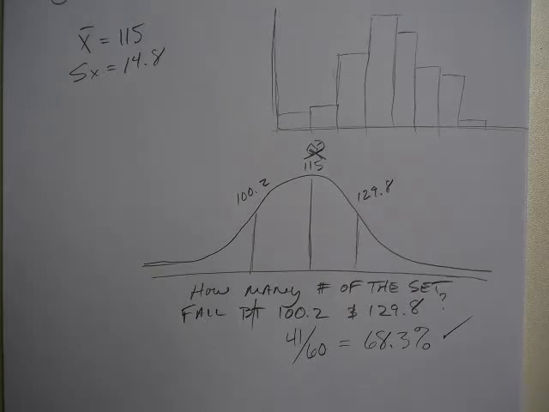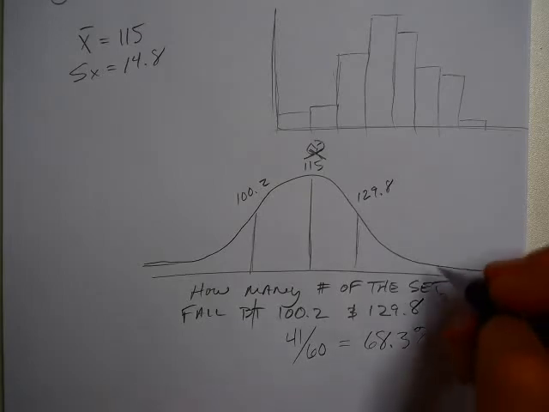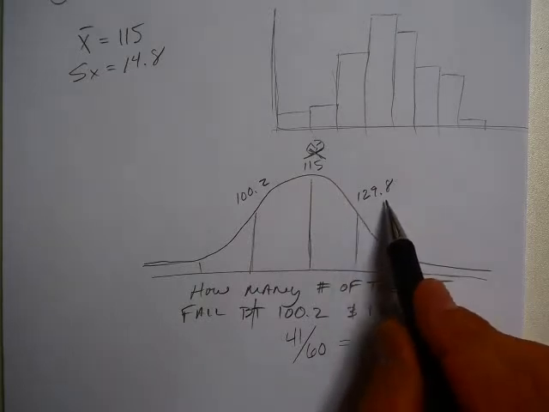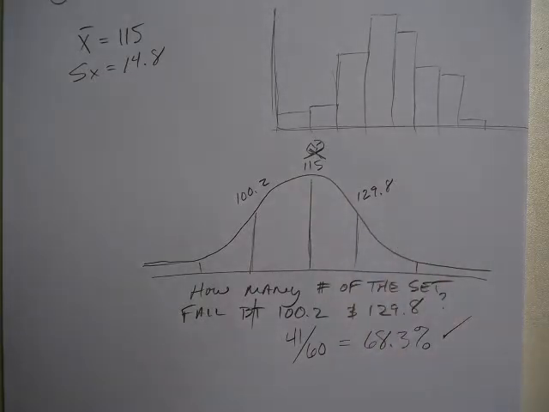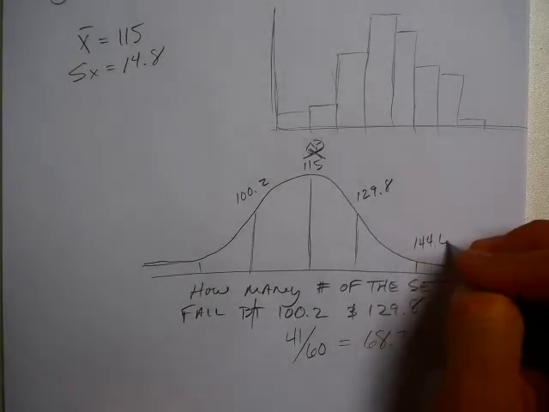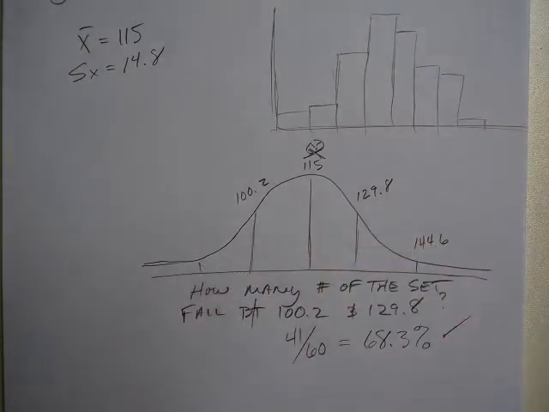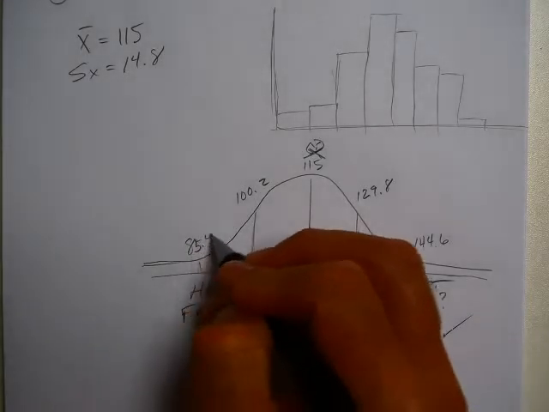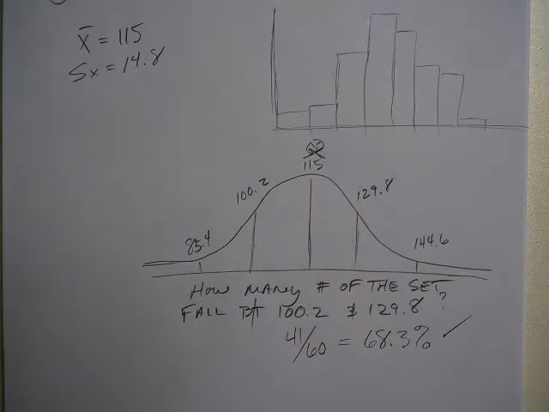Let's go out 2 standard deviations, just for the fun of it. If I go out 2 standard deviations in each direction, that's going to be another 14.8. So 129.8 plus 14.8 is 144.6, and I have 85.4 on the low end. Between these two, we should have about 95% of our data.